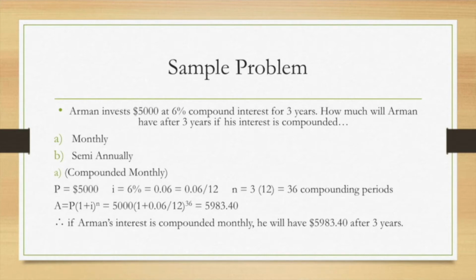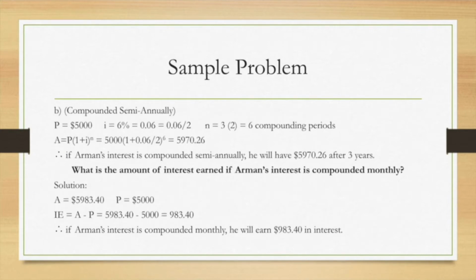When we sub in our values into our formula, A equals P bracket 1 plus I close bracket to the power of N, we get 5,983.40. Therefore, if Arman's interest is compounded monthly, he will have $5,983.40 after 3 years.